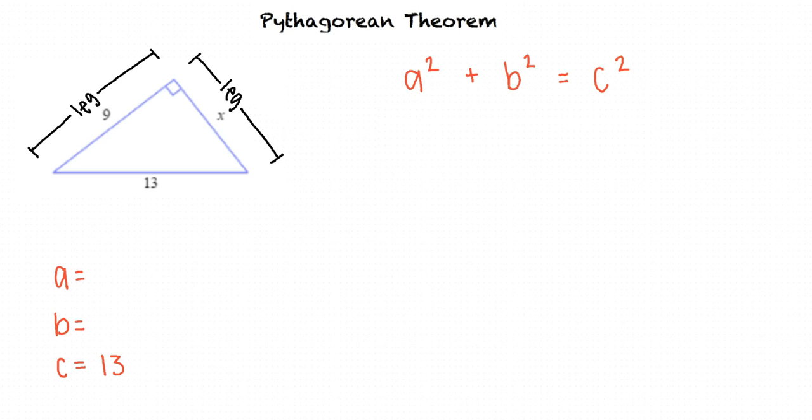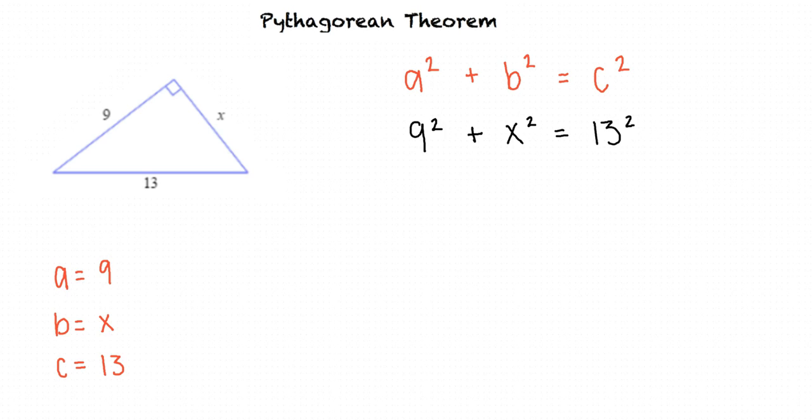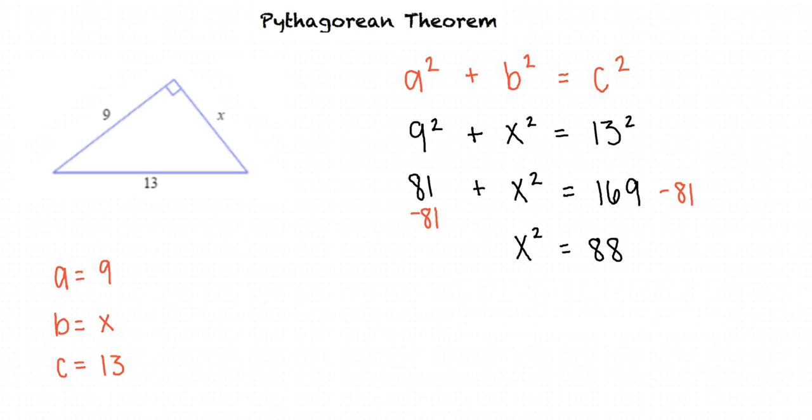That sounds good. Now that we have a equals 9, b equals x, and c equals 13, we can substitute these values into our equation. 9 squared is 81, and 13 squared is 169. We subtract 81 from both sides to isolate the x squared term on the left side of our equation. Finally, we take the square root of both sides. Using a calculator to take the square root of 88, we see that x equals 9.38.